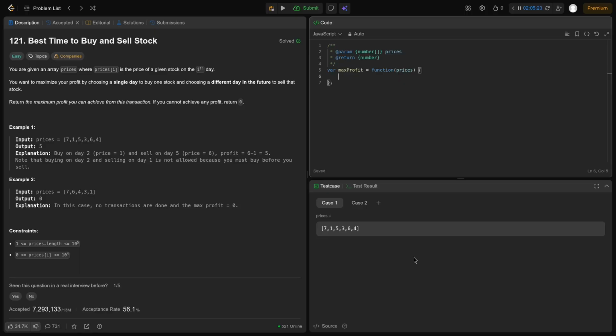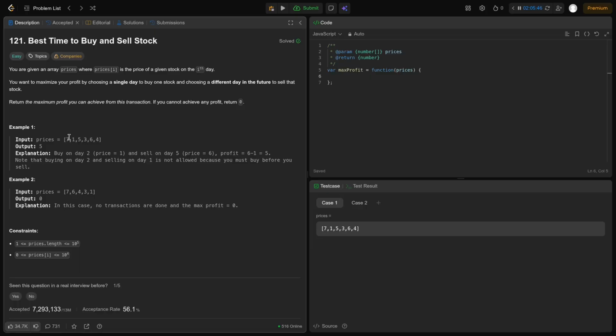So today we are going to do question number 121, Best Time to Buy and Sell Stock. So basically, given an array of stock prices for each day, we have to perform buy and sell of a stock to get the maximum profit.